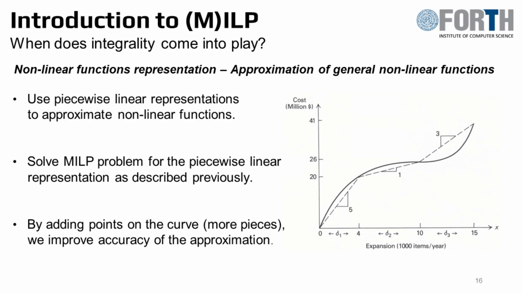Accuracy depends on how many points we use on the curve. By adding more points, meaning more linear pieces, we reduce the approximation error. In other words, increasing the number of segments improves the fidelity of the representation, but it also increases the size of the model. This creates a practical trade-off between solution accuracy and computational effort. In this way, even general nonlinear functions can be handled within a MILP framework through systematic piecewise linear approximation.